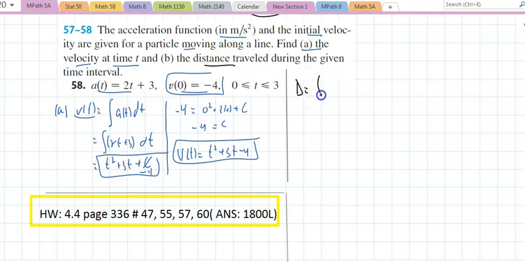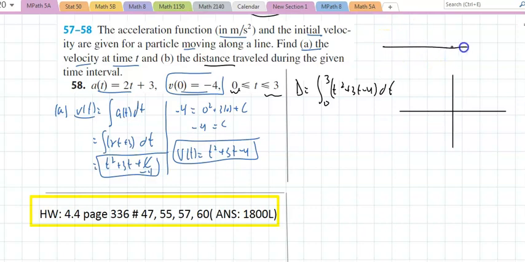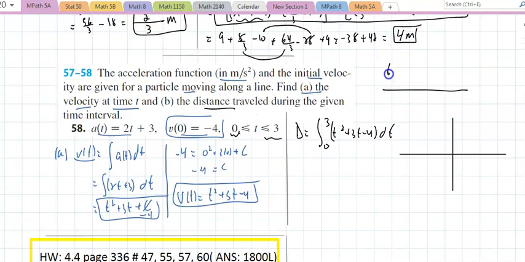Distance is going to be the integral from 0 to 3 of the absolute value of the velocity function. And the same game is played again. You have two options. One is to graph it. That's faster. Or to make a line. Either way, you need to factor that. That is t plus 4 times t minus 1 equal to 0. So t is at 1 and at negative 4. So it's a parabola that looks like that, right?